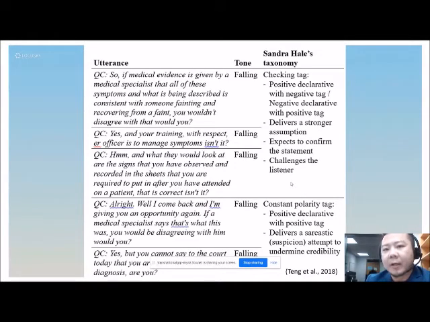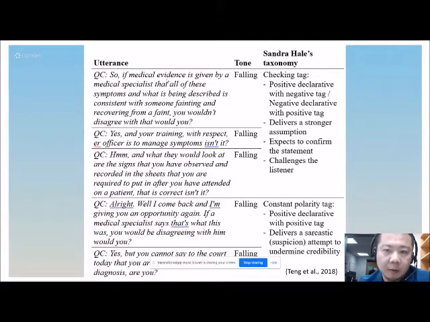And Sandra Hale, another very important scholar in interpreting and translation studies, actually came up with a taxonomy of English tag questions. So please look at this one. The first utterance, QC, Queen's Counsel: So if medical evidence is given by a medical specialist that all of these symptoms and what is being described is consistent with someone fainting and recovering from a faint, you wouldn't disagree with that, would you?